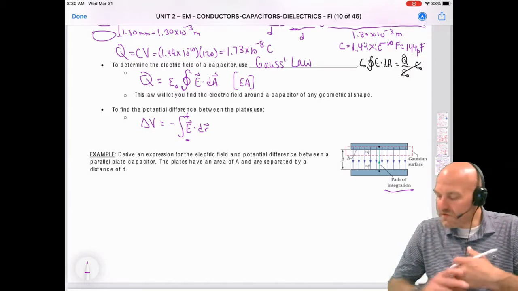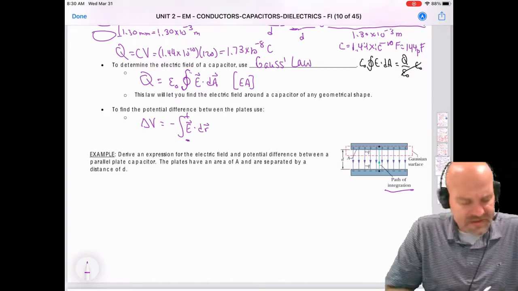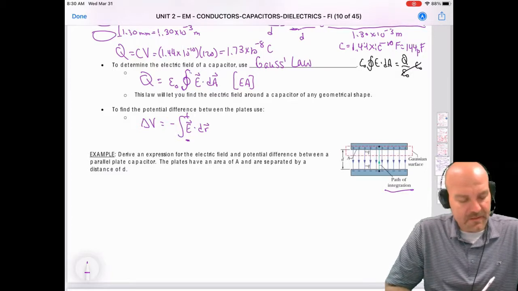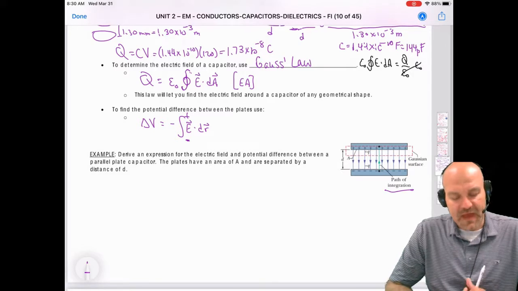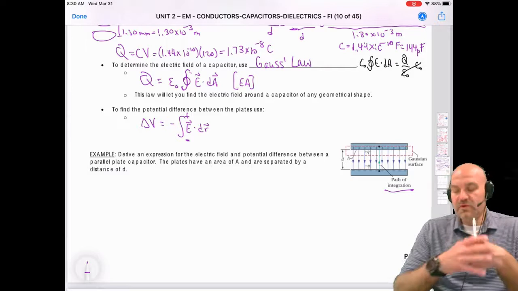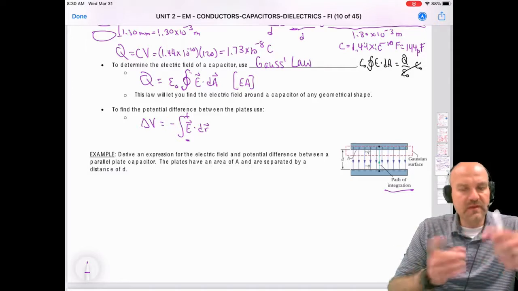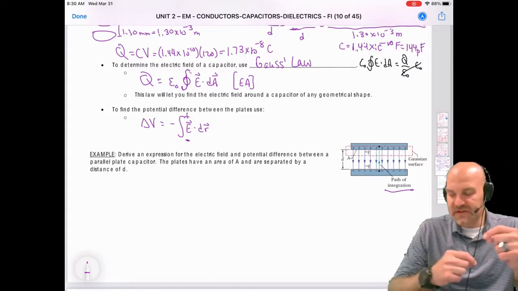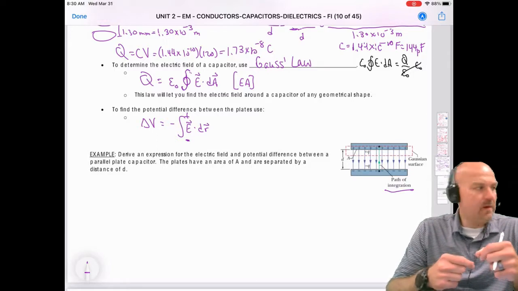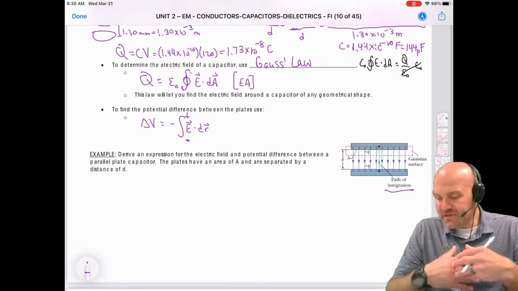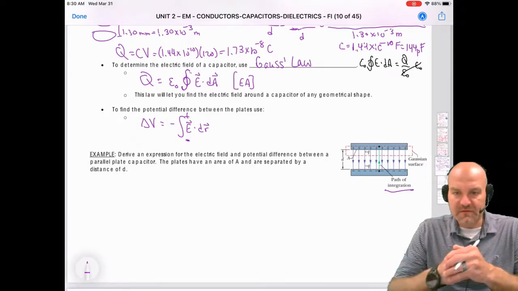So let's look at an example. Derive an expression for the electric field and potential difference of a parallel plate capacitor. The plates have an area of A and are separated by a distance of d. We've done this before, way back when we talked about E fields. We used Gauss's law then too, but we incorporated it into the capacitor piece, and here's just another way of deriving that expression.